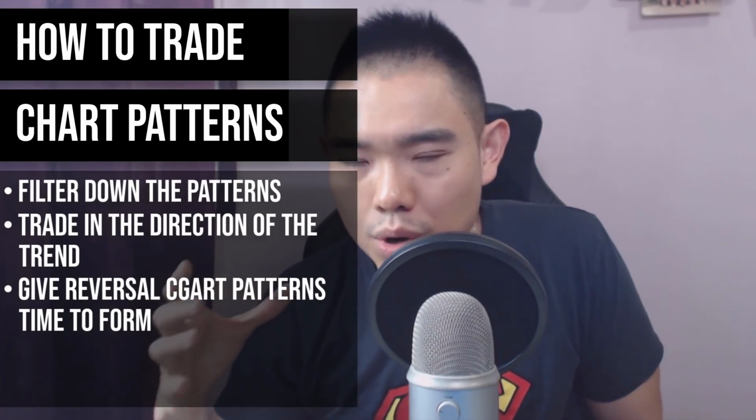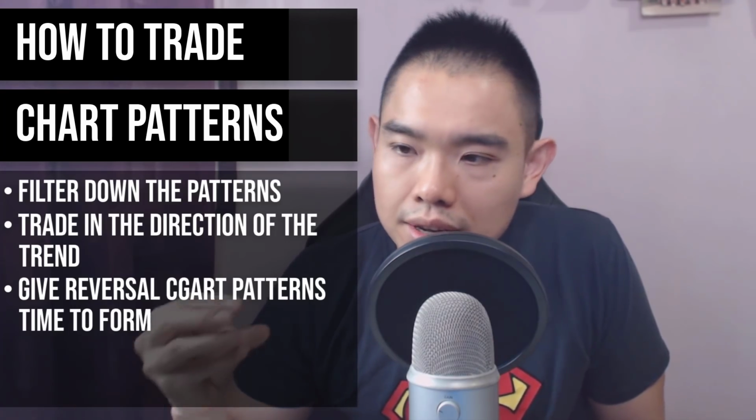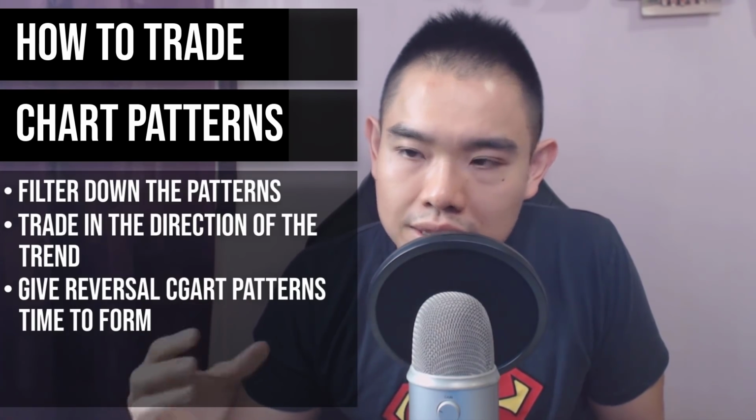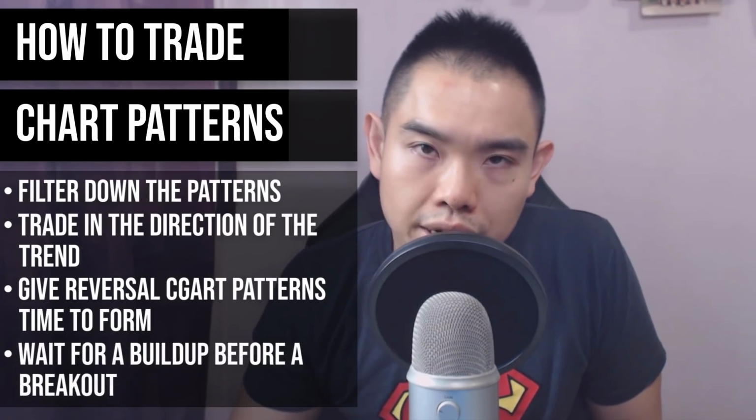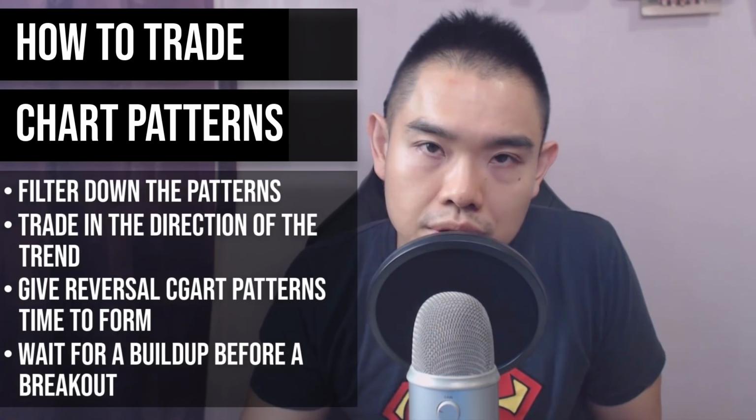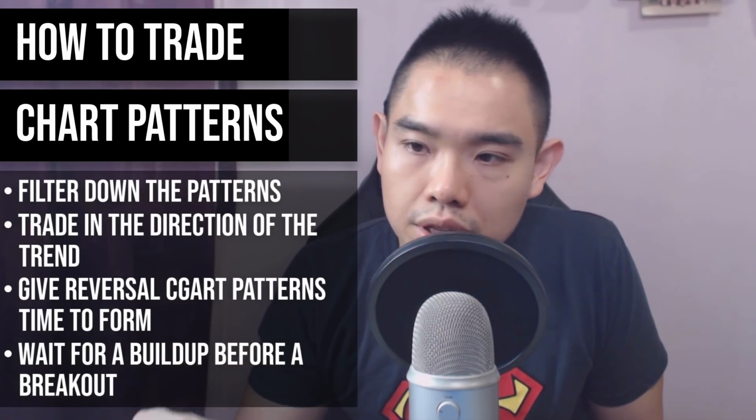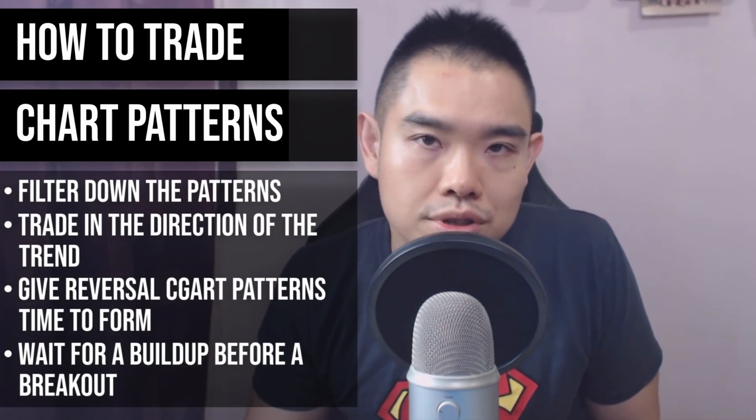So basically, what I'm trying to say is that if you want to trade breakout chart patterns, make sure there's a tight consolidation prior to the breakout. Because if there's a tight consolidation prior to the breakout, you can reference that tight consolidation. For example, if you want to trade the breakout higher, you can reference the lows of it to set your stop loss. That's what I'm trying to say.